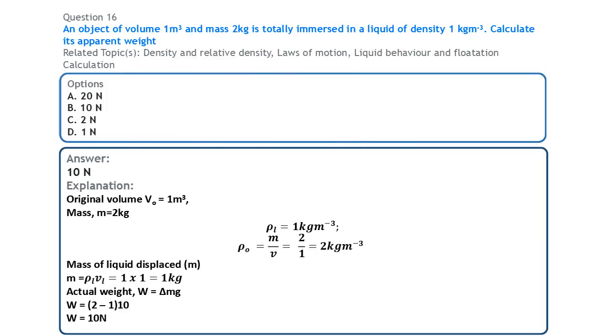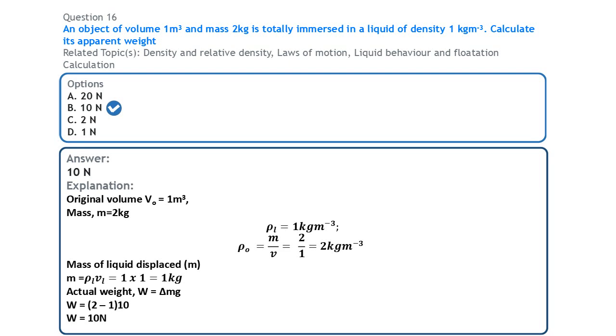An object of volume 1 meter cube and mass 2 kilogram is totally immersed in a liquid of density 1 kilogram per meter cube. Calculate its apparent weight. Alright, the volume of the object is 1 meter cube and the mass is 2 kilogram. Now the density of the liquid in which that object was put is 1 kilogram per meter cube.